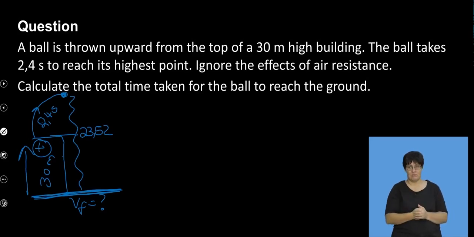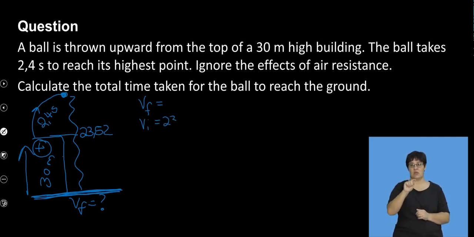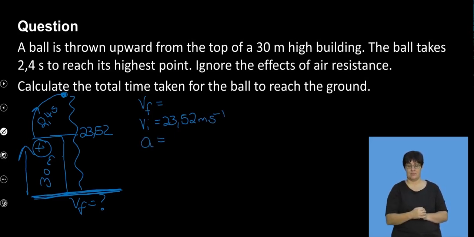But what do I know? So if we look at this, we've got VF, we don't know it. VI, 23,52 meters per second, and it's up. A is minus 9,8.